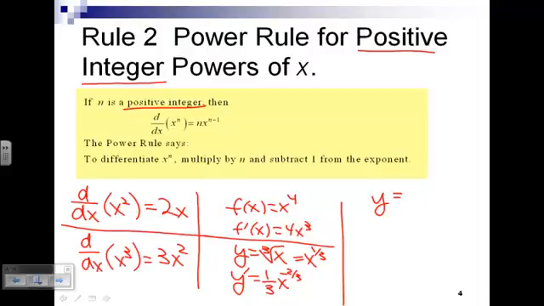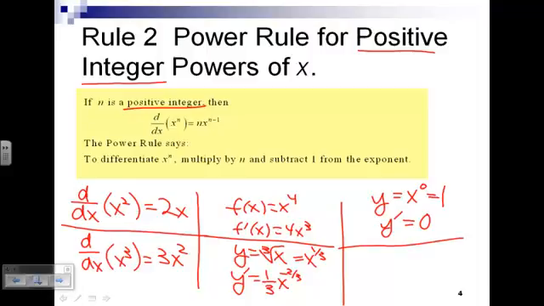Well, wait. Tyler brought up x to the 0. We do know this one. X to the 0 is 1. So y prime is equal to 0, because that's the constant function. We've already done that. No, I think we're okay.